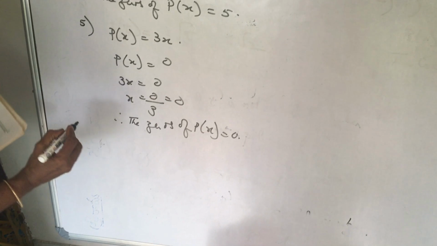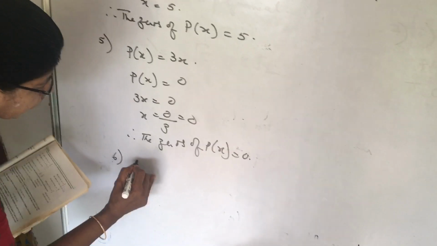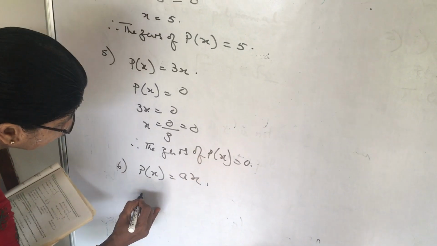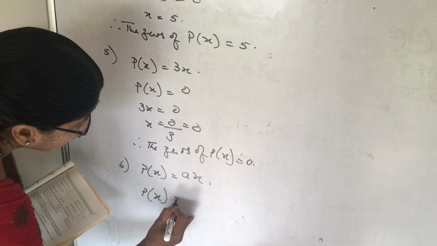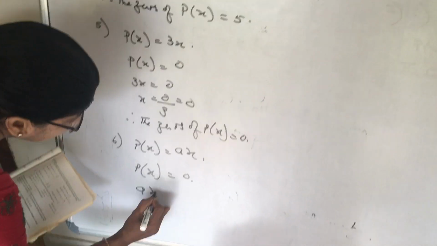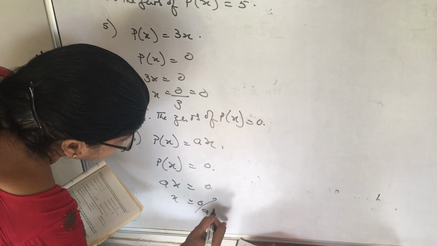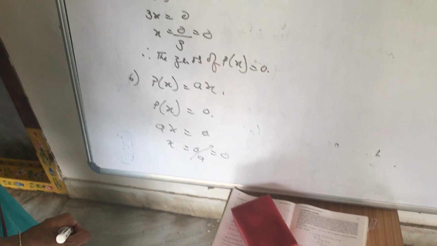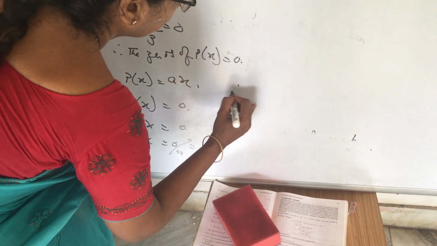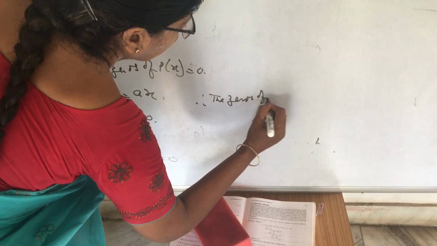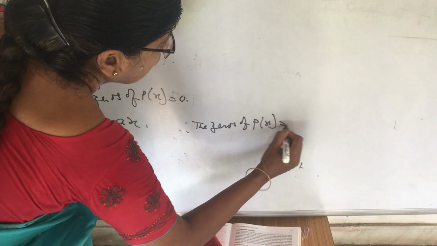Sixth bit, girls. P of x is equal to ax. P of x is equal to 0. ax is equal to 0. x is equal to 0 by a, that is equal to 0. Therefore, the zero of P of x is equal to 0.